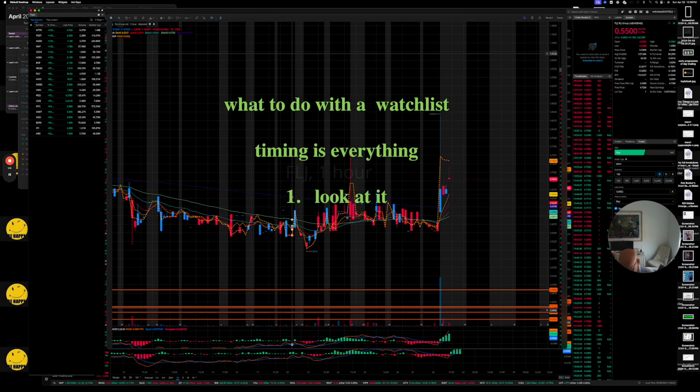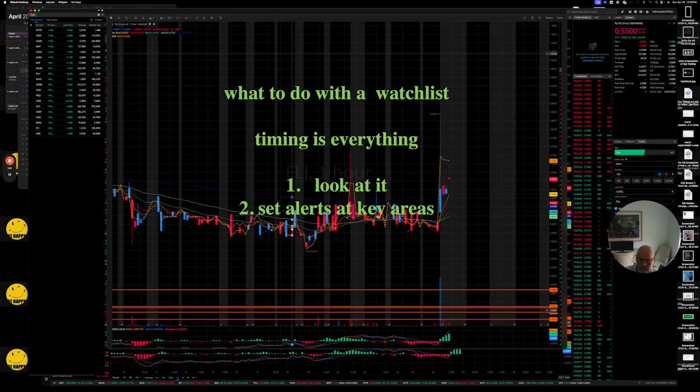What does that say? Step two, maybe set some alerts at key areas that you see or someone else sees. Step three, again, don't blindly trade it, because the timing could be off on that move. You might get lucky, but then you don't have a plan, and again you're gambling. It's a watch list. It should be under a watch list. It didn't say a buy list.